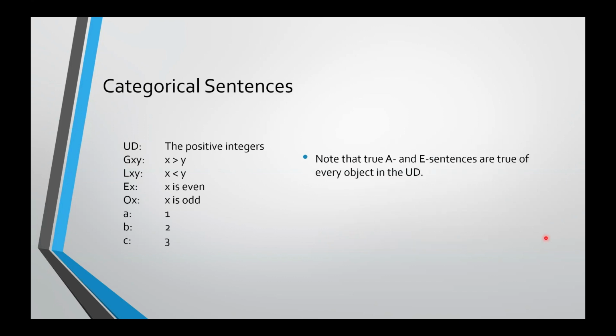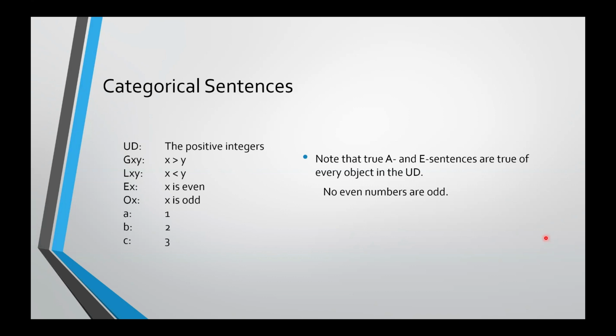We're going to end this off by talking a little bit about categorical sentences and how they work in this framework. One thing to note first of all is that A and E sentences, the universally quantified categorical sentences, are in fact true of every object in the universe of discourse. That's one of the reasons why you set them up in the way that you do.